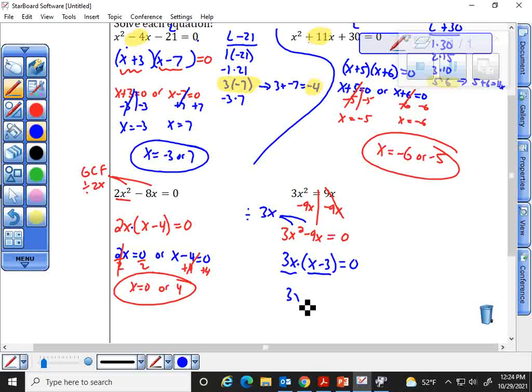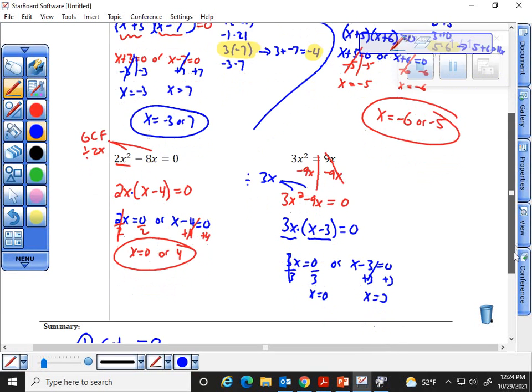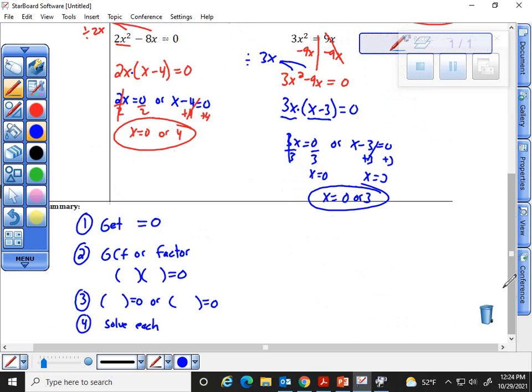So 3x equals 0 or x minus 3 equals 0. So divide by 3 on both sides: x equals 0. Add 3 to both sides: x equals 3. So your answer for that one is x equals 0 or 3. All right, there's your summary. There you go.